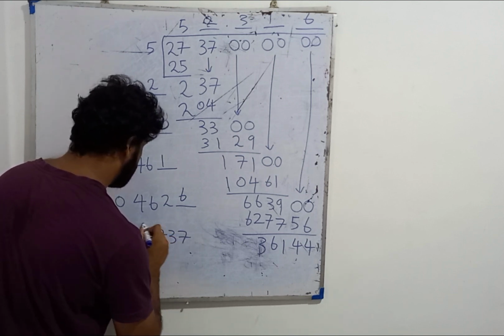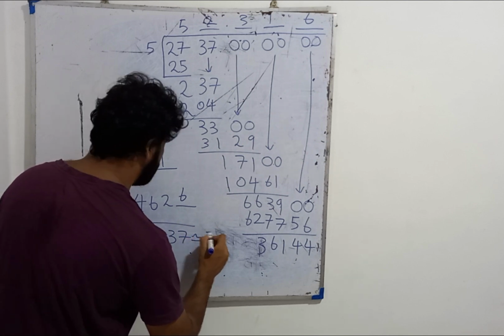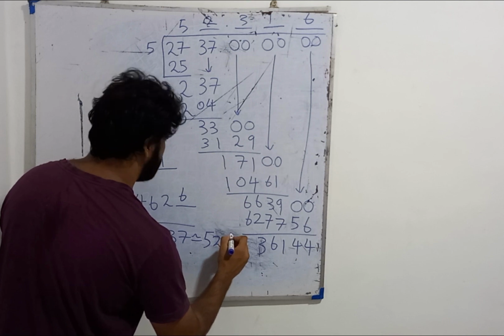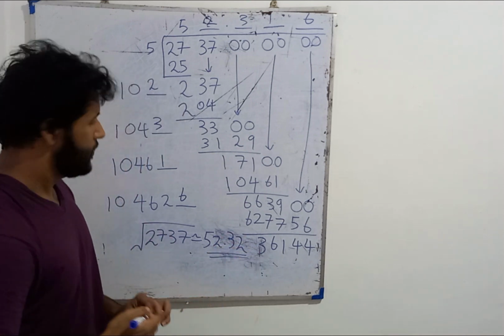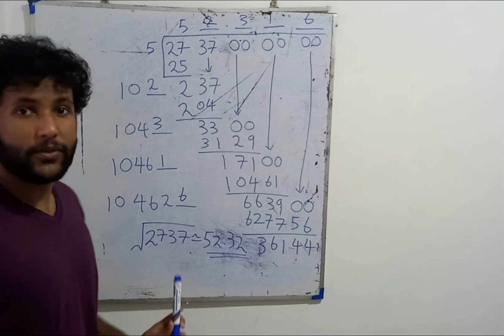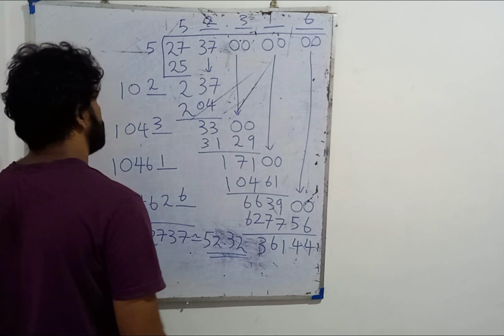Root 2737 approximated into 2 decimal places is going to be 52.32. Now, I hope you can understand this procedure, right? Okay.